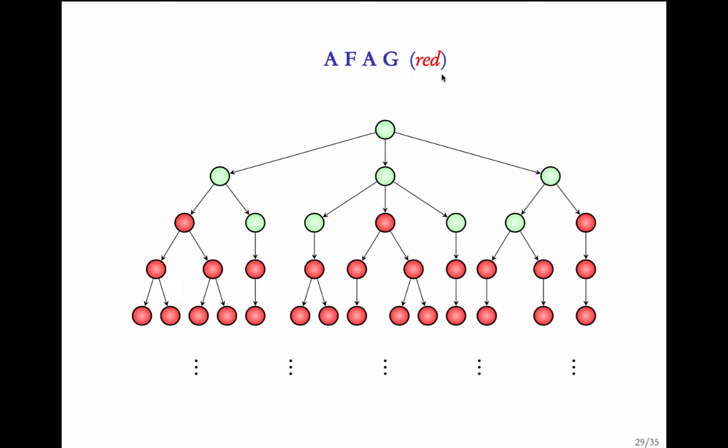AFAG red. This was EFAG red. This is A. From all paths, you reach a state that is given by AF such that AG red is true. This is simple. From all paths, you reach a state from which AG red is true.